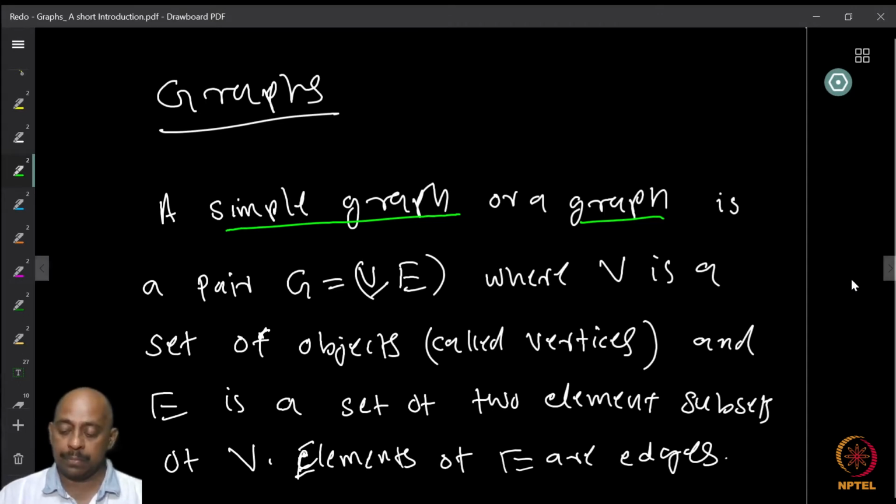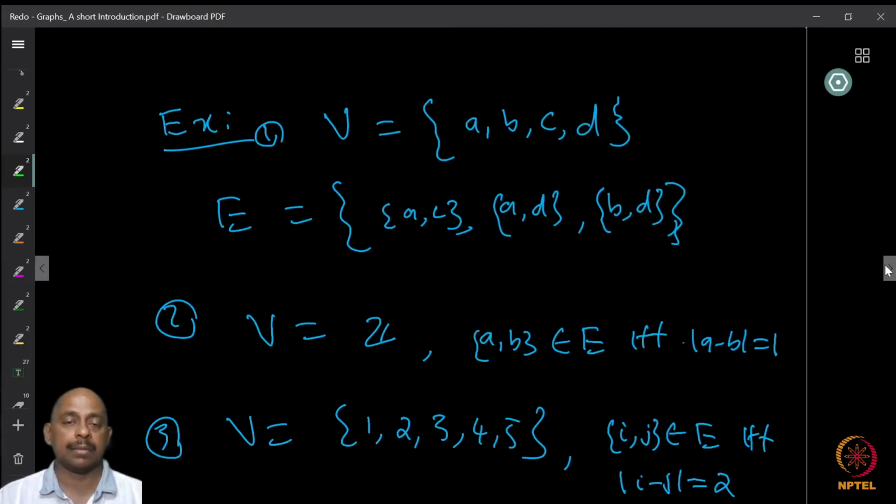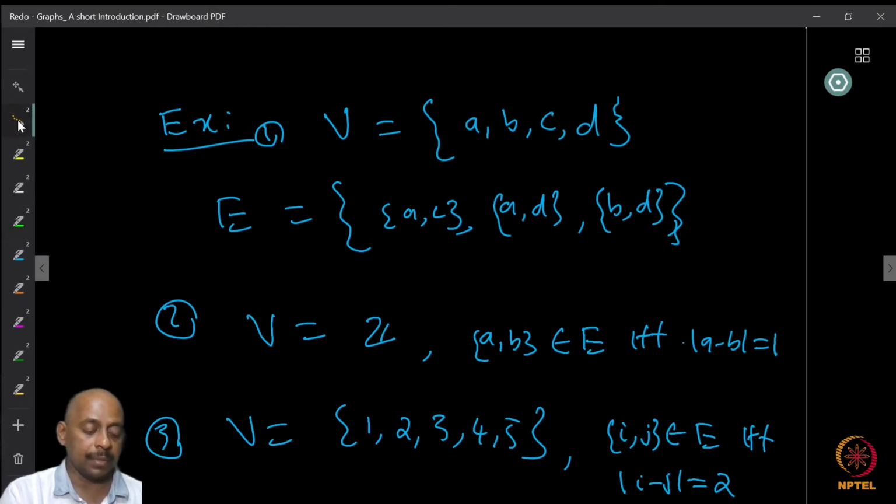Now, let us look at some examples. We start with one simple example where you have four elements in the vertex set V, which we call A, B, C, and D. Now, the edge set is a set of two element subsets of V, and here we define E to be the set {A, C}, {A, D}, and {B, D}. So these are the three two element subsets which form the edges of the graph.